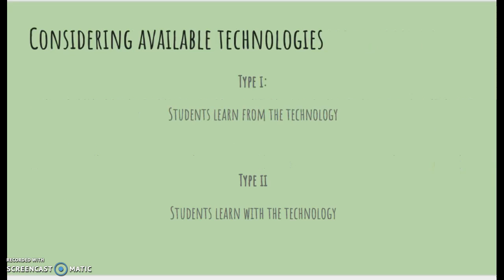In order to match tools with tasks for our students, we must consider the available technologies to our individual schools and the types and their purposes. Type 1 allows students to learn from the technology. Type 2 allows students to learn with the technology and will most likely lead to the highest level of learning on our SAMR model being transformational.